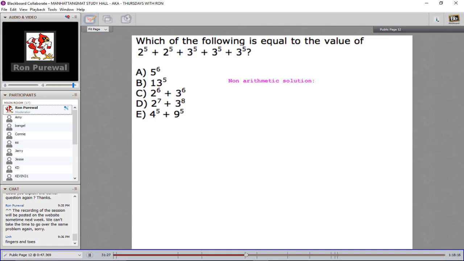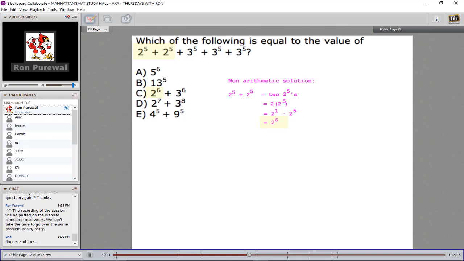5th plus 2 to the 5th, then this means you have 2 times 2 to the 5th. But 2 is 2 to the 1. So that's why that works out to be 2 to the 6th. So these terms are that term.